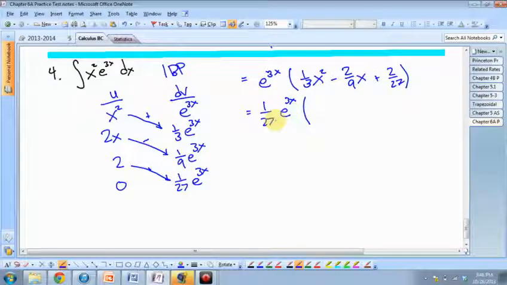27 divided by 3 is 9. That's 9x squared. 27 divided by 9 is 3. 3 times 2 is 6. 27 divided by 27 is 1. 1 times 2 is 2. And that'll do it. That's 4.